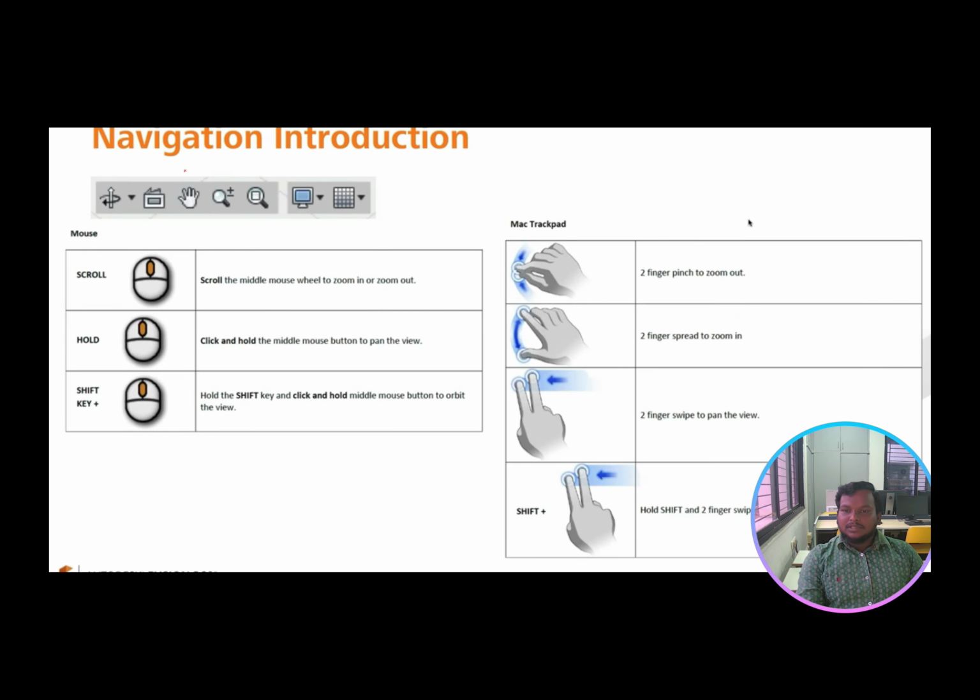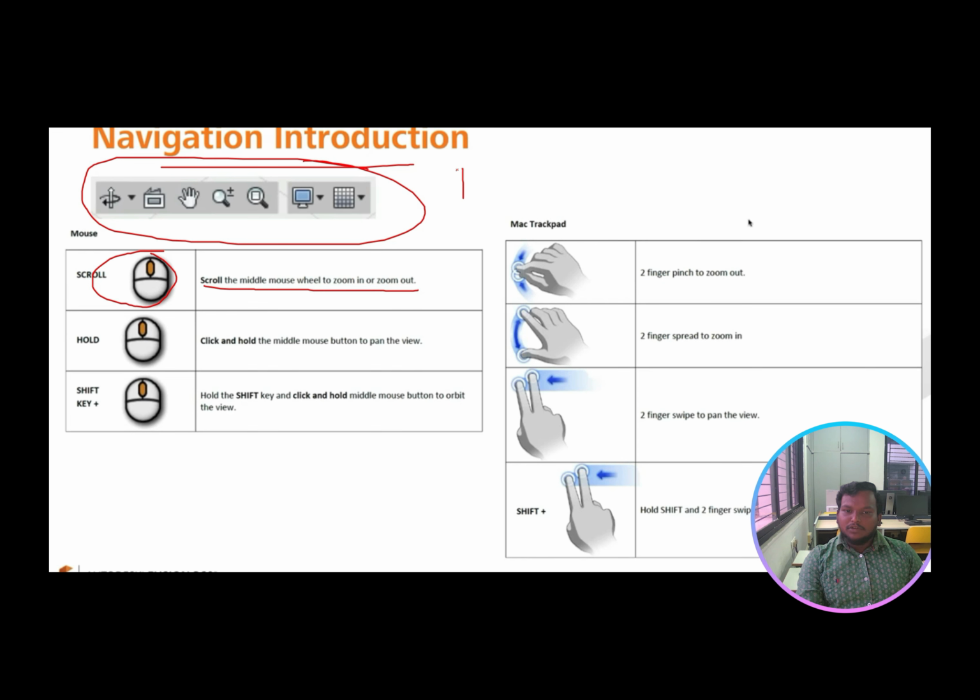So, navigation. Introduction to navigation. This is a navigation bar. We have already seen this navigation bar. The first one is the scroll. What does it do? Scrolling the middle mouse button will zoom in or zoom out.